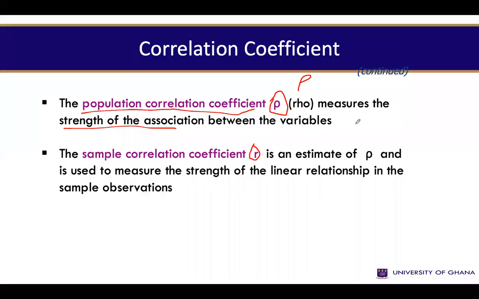Okay, so welcome back. So basically, that is what we have, the population correlation coefficient, and then the sample correlation coefficient, which is actually an estimate of the population correlation coefficient.